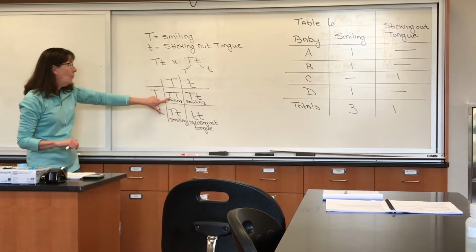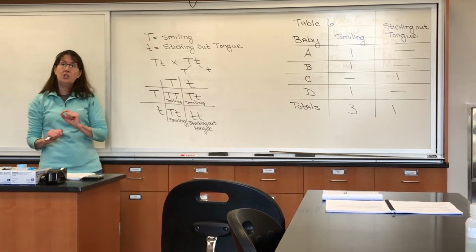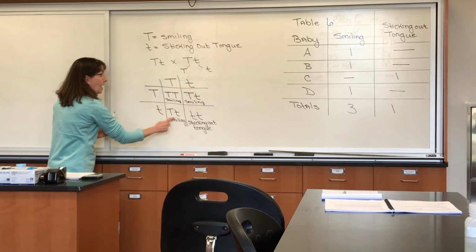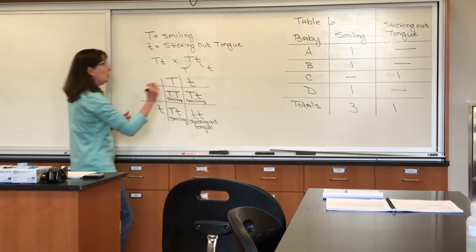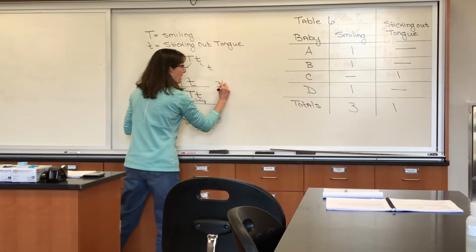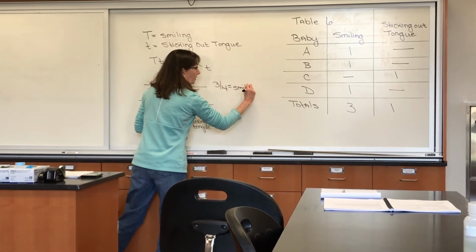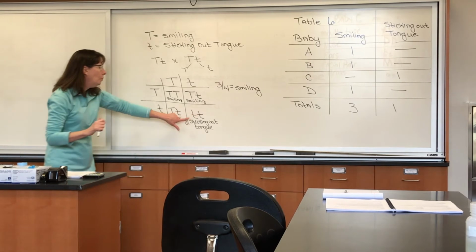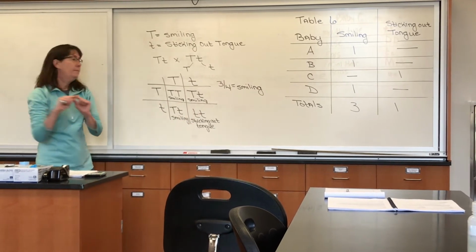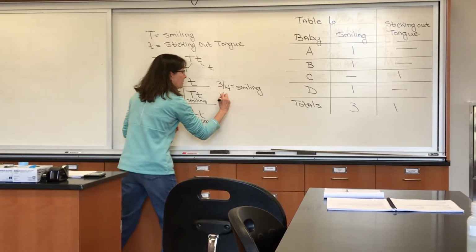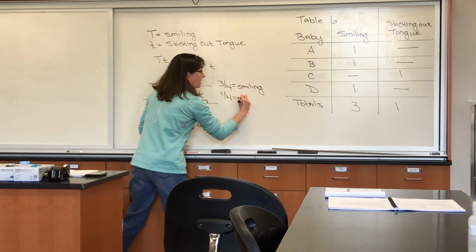And now look, we have 4 possible combinations. 3 out of those 4 combinations gave us an offspring that was smiling. Only 1 out of 4 combinations gave us an offspring that was sticking out its tongue.